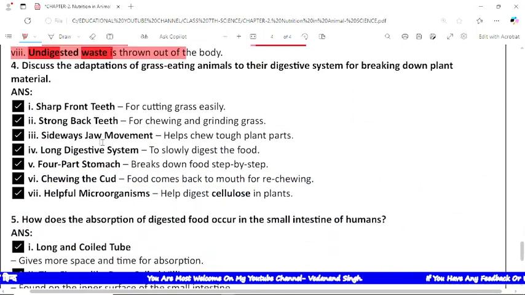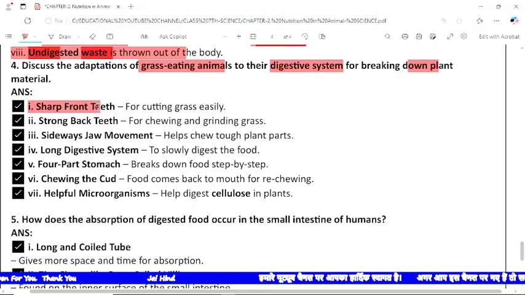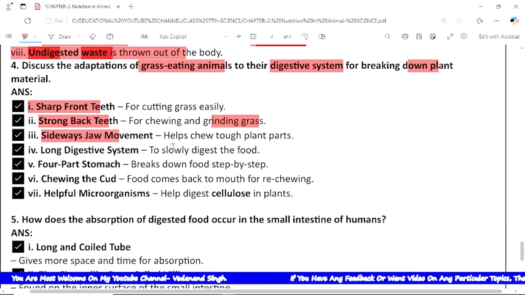Now question number 4. The fourth question is: discuss the adaptations of grass eating animals in the digestive system to break down plant materials. The first point you have to write is sharp front teeth. Grass eating animals have very sharp teeth which are used for cutting the grass easily. Next is strong back teeth for chewing and grinding. It helps in chewing and grinding the grass. Next is sideways jaw movement. It helps to chew the tough plant parts.